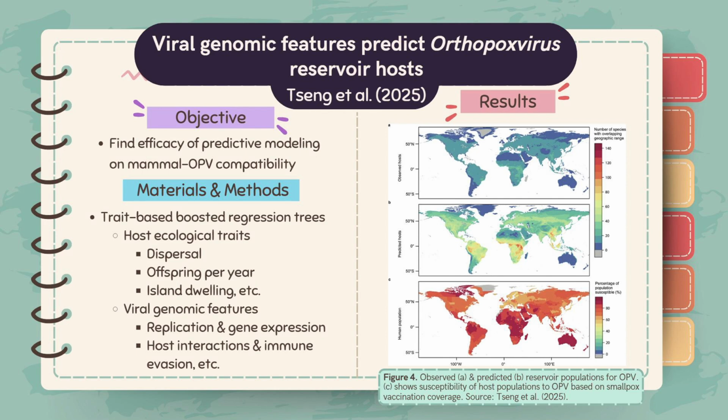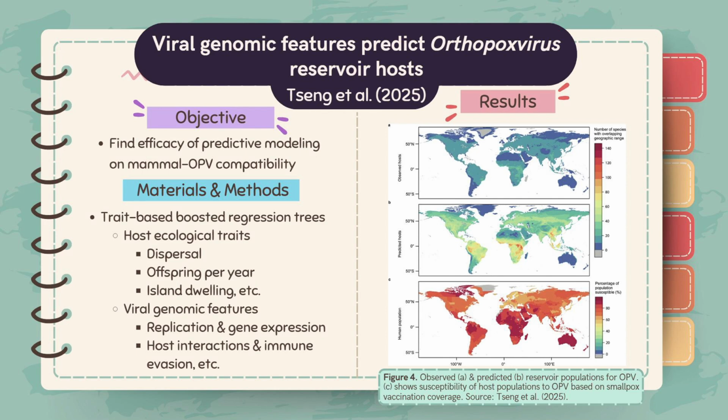The viral genomic features used included replication and gene expression, structure and entry, host environments, host interactions, which are the ways that the virus manipulates host cells, and immune evasion, how the virus avoids being detected or destroyed by the host immune system. They found moderate to high accuracy of the predictive models. Using their models, they predicted host populations most at risk of OPV around the world.